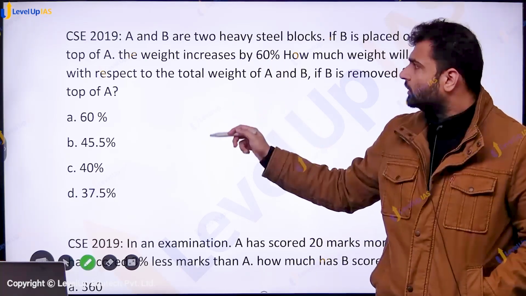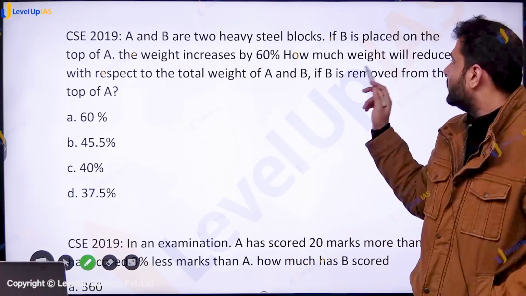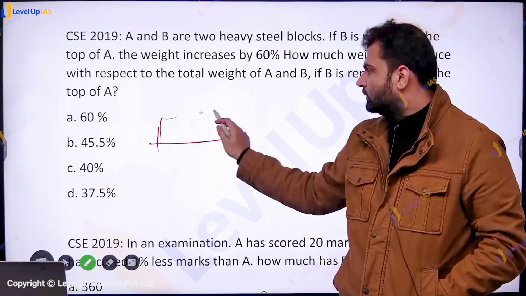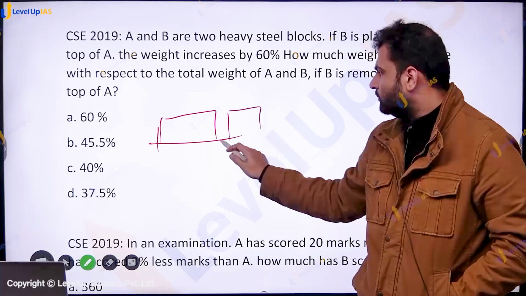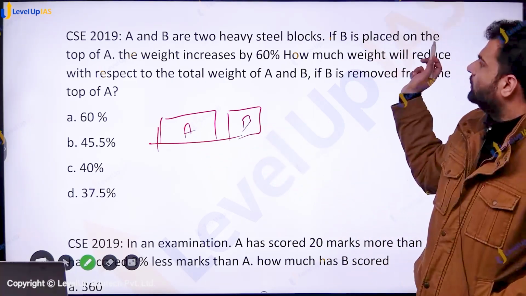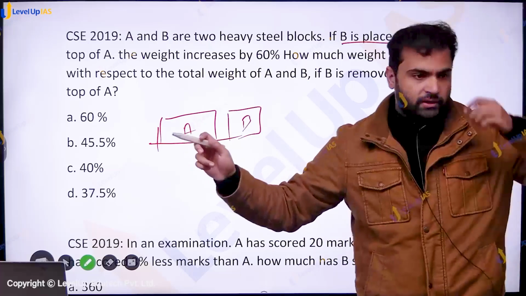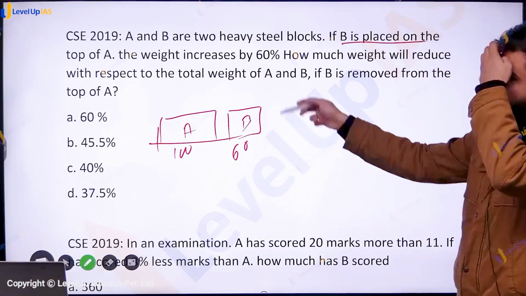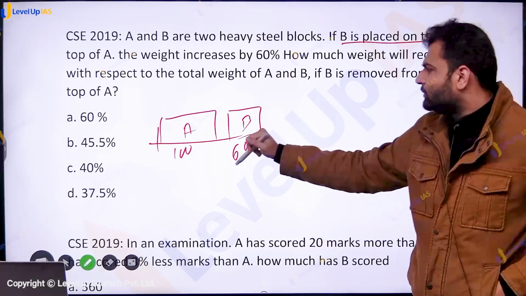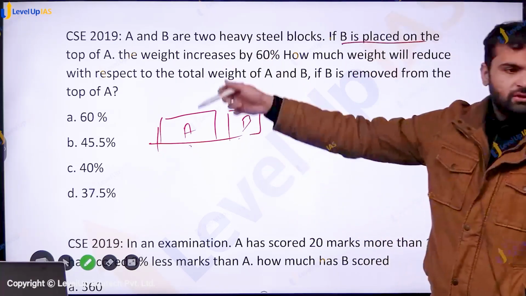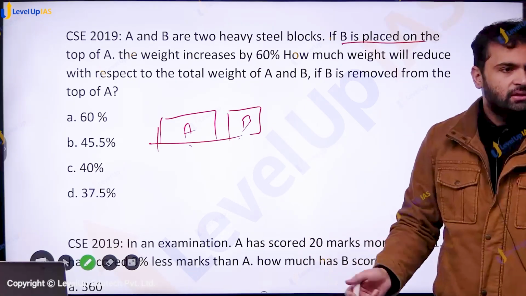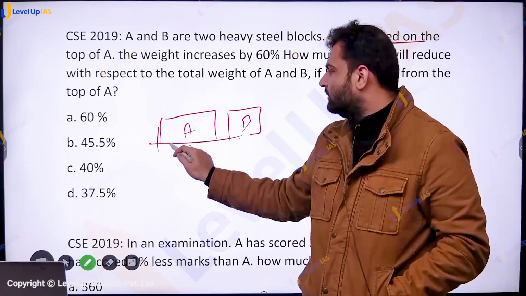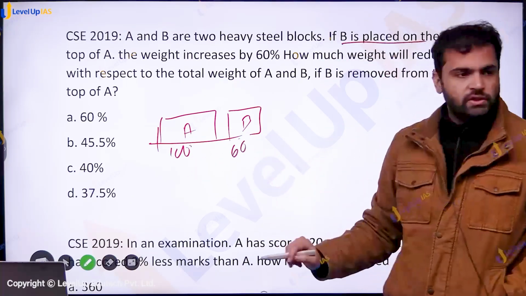What they are doing is, there are two steel blocks. Firstly, they are placed separately. There is A and there is B. Then what they do? If B is placed on top of A, the weight will be increased by 60. If it was 100, it becomes 160. So I'll assume the weight of A as 100 and the weight of B as 60.